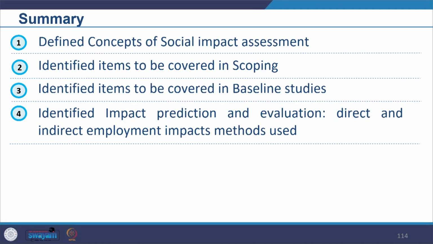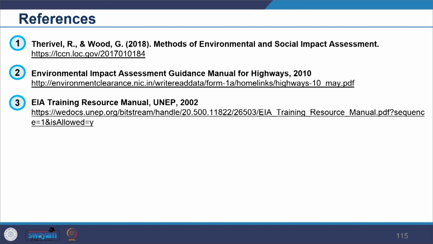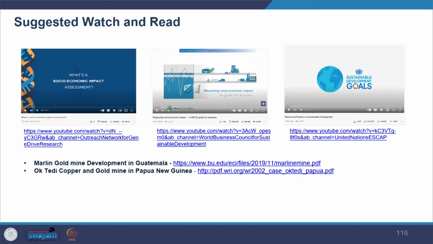So today we covered the concepts of social impact assessment. Then we identified how we undertake scoping. Then we looked at the baseline studies. And then we looked at the impact prediction and evaluation aspect, what kind of direct and indirect impact would happen. And then we looked at how we assess the significance. These were our key references, and these are the suggested watch and read which you can look at.